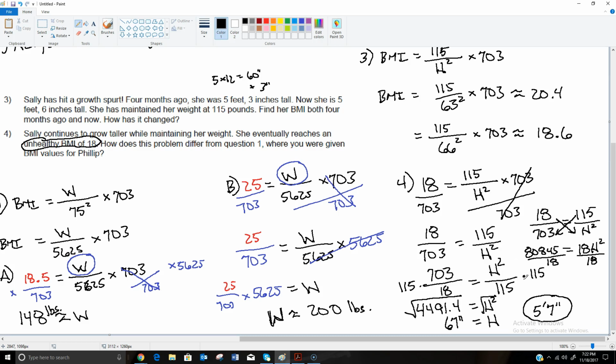So it's the same number of steps. One's not necessarily easier than the other. It's just whichever one you prefer. And I'm fine with either one.